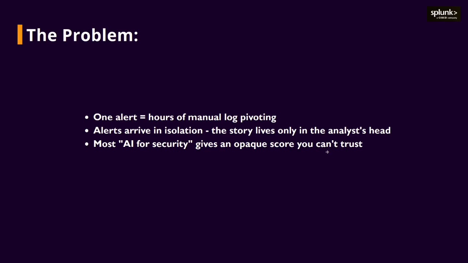Today, a single security alert can cost a SOC analyst hours having to manually pivot across logs, trying to reconstruct what actually happened. Also, alerts arrive in isolation, so there is no link between yesterday's events and today's events. On top of that, most AI security tools just hand you an opaque score with no reasoning. And in SOC, a verdict you can't explain is a verdict you can't trust. So here's how we solve it.